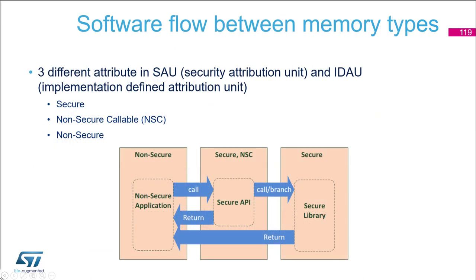We've got two different attribution units, the SAU and the IDAU. The IDAU is an implementation defined attribution unit, I will say by default on hardware, and the SAU is the secure attribution unit. It will be configured when the code starts. So we could define three kinds of region: secure, non-secure callable, and non-secure. In the non-secure region, we've got a non-secure application, and the non-secure application can't call anything directly in the secure. You have to call something in the non-secure callable region, and then we can branch from this region to the secure one and have access to the secure. Then we return back to the non-secure, or from the non-secure callable area directly to the non-secure.